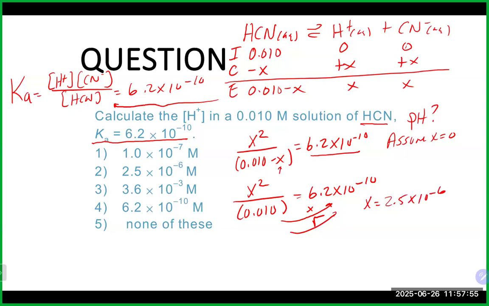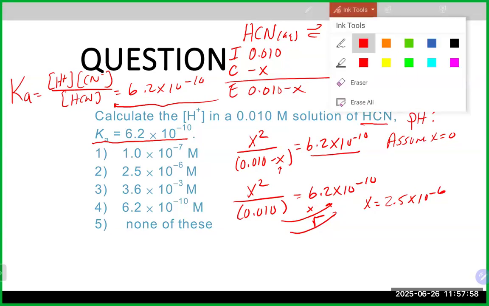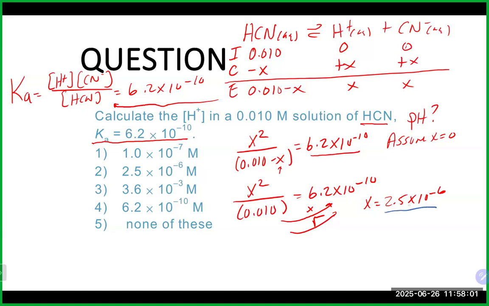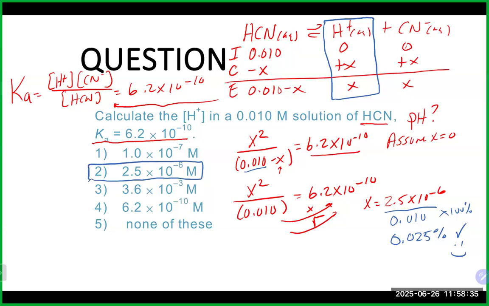Again, we do need to check our assumption here. So we do check our assumption by dividing our x value by the number here we're going to subtract it from. So that'll be 0.01 times it by 100%. And in this case, I think we should be good. You're not even at 0.1%. So you're like 0.025%. So the check here is good. That means if we go back to our ice table here, x does equal the H plus concentration. So that looks like number 2 on our list here would be the right one.